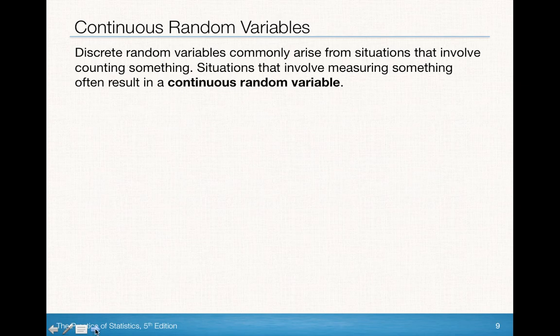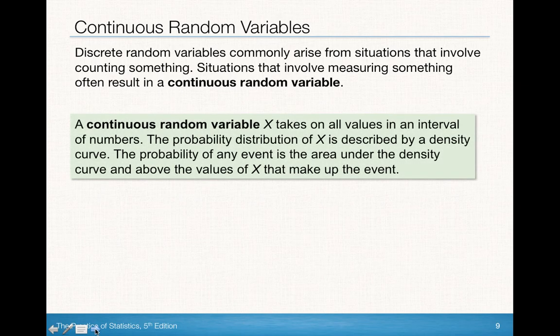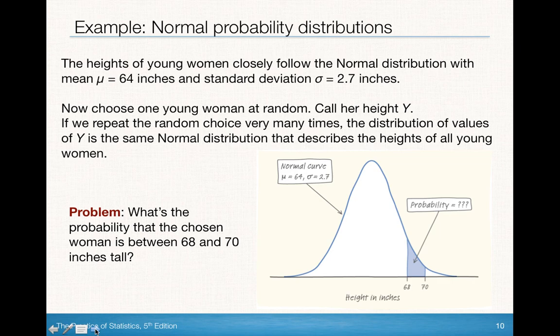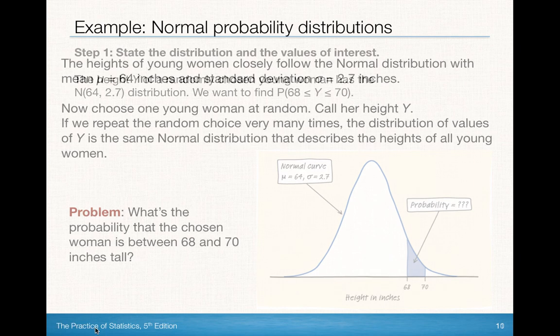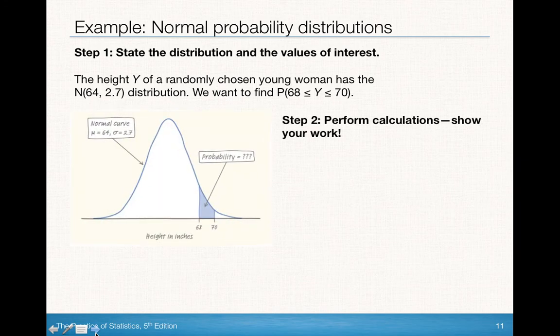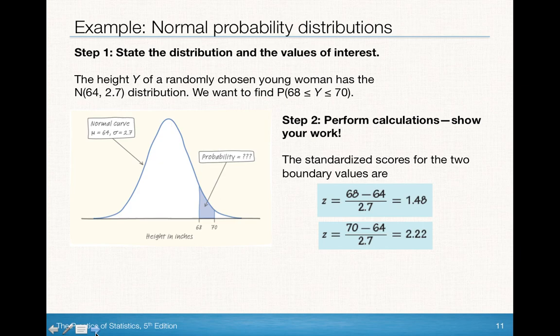We're going to look at continuous random variables. Continuous random variables take on all values in an interval of numbers, as we talked about. The one that we've been doing is, of course, the normal curve. They said, if you have a mean of 64 and a standard deviation of 2.7, what's the probability that a chosen woman is between 68 and 70 inches tall? The height of a randomly chosen woman has a normal distribution with mean 64 and standard deviation 2.7, and we want the probability between 68 and 70. So they do the z-scores: 68 minus 64 divided by 2.7, and 70 minus 64 divided by 2.7.